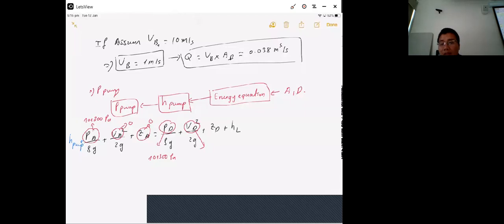How about VD? How about velocity VD? In question one, we know the volume flow rate already. So when you see V, you have to think about volume flow rate: Q divided by AD. Q we have from question one here.